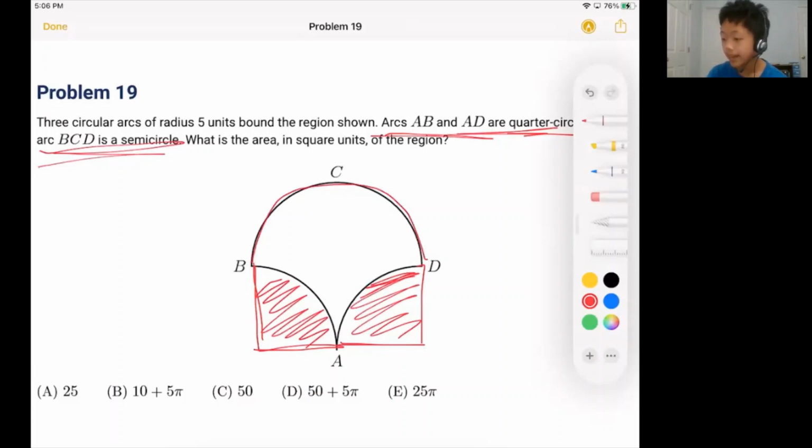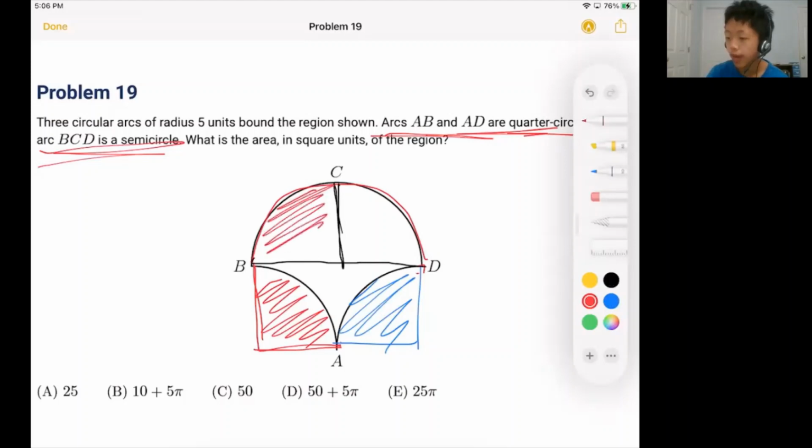Let's color this region blue just to distinguish them. If I were to draw a line BD, and draw this line down, I can split this semicircle into two quarter circles, right? Let's color this quarter circle red, and this quarter circle blue. So this semicircle BCD, I could split into this red quarter circle and this blue quarter circle.